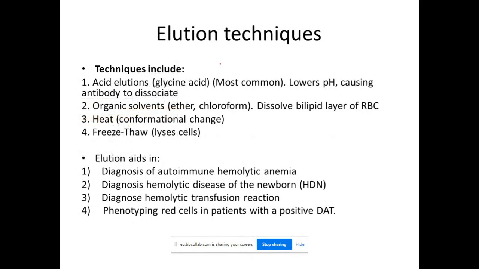Let's see now. As we said, there are a number of techniques that can be used to elute the antibody from the antigen. We have the acid elution technique, organic solvents, heat, and freezing and thawing. However, the most common one is the acid elution technique. It is quite an easy technique, and it's commercially available as a kit.